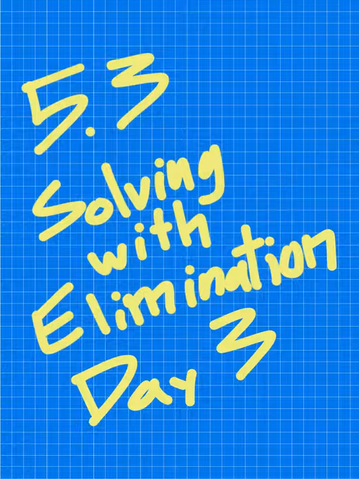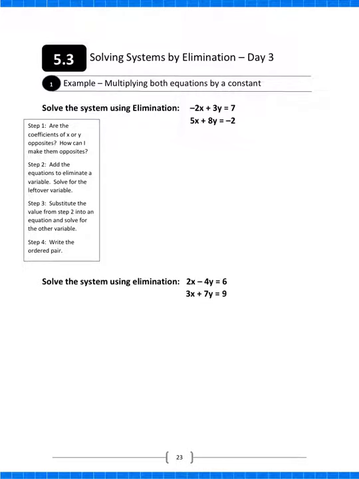This is 5.3, Solving with Elimination, Day 3. So this is Day 3 of Solving Systems by Elimination. Today we're going to be looking at when we have equations where both equations need to be multiplied by a constant. So far we've worked with ones that already had opposites and systems where we only had to multiply one equation by a constant. Today's examples, both of them will need to be transformed by multiplying by a constant.